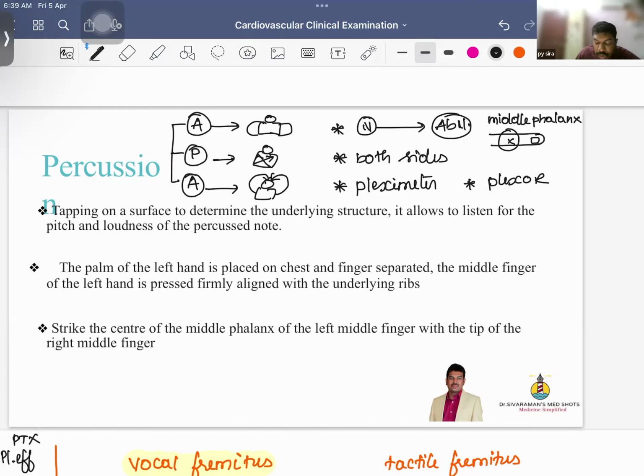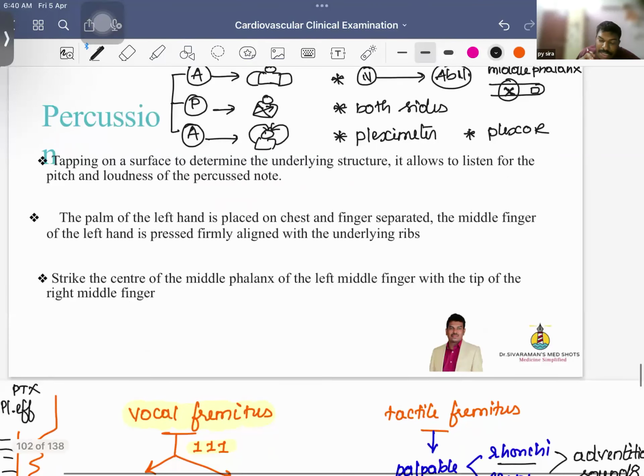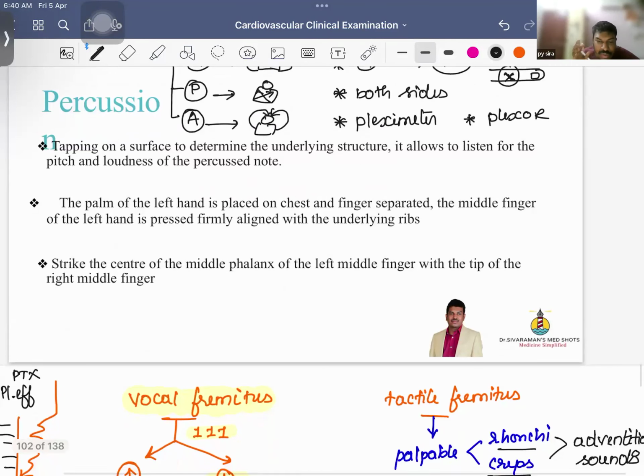Middle phalanx. You're going to focus with the flexor in the middle phalanx. Always when you percuss, the movement should be from the wrist, not from the elbow joint. Whenever you percuss, percuss three times over each area. Percussion is both felt and heard. Always percuss identical areas and always keep the same position of your hand and your wrist when you do percussion.